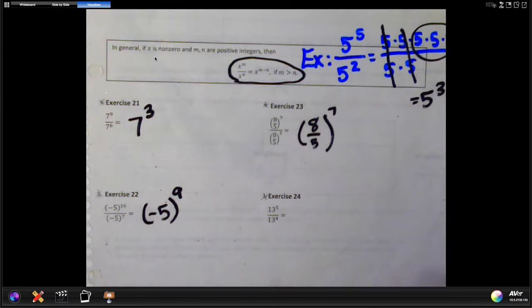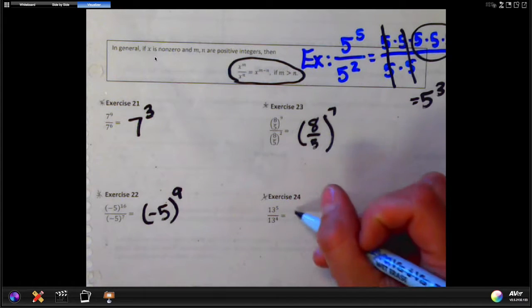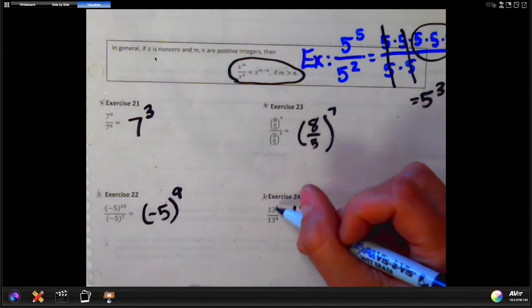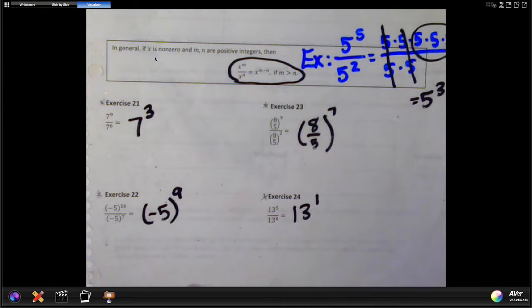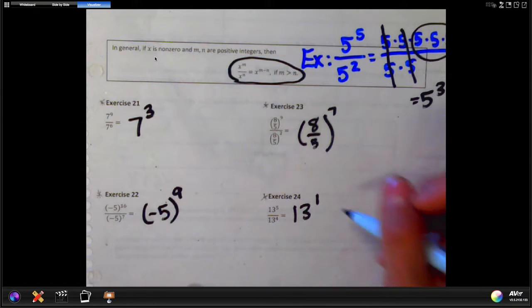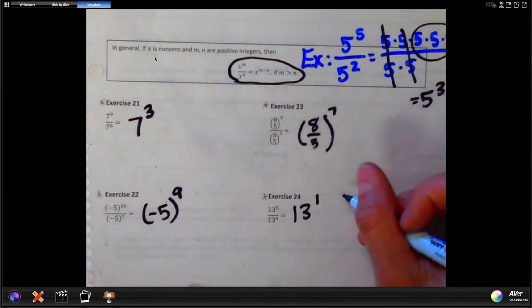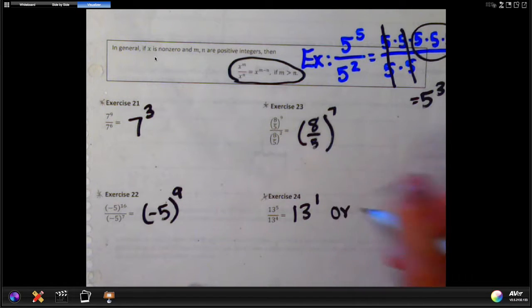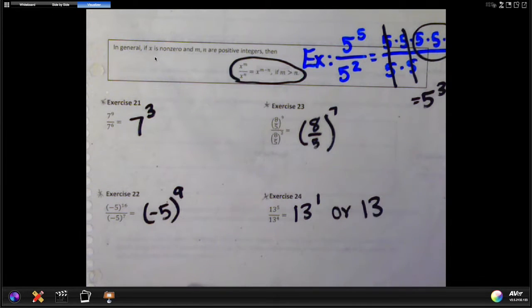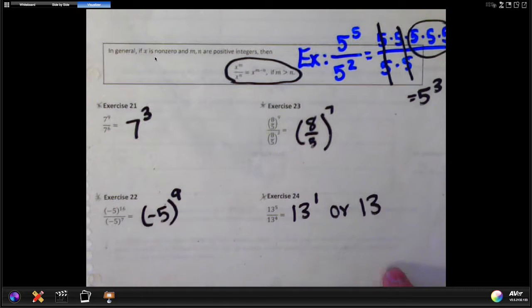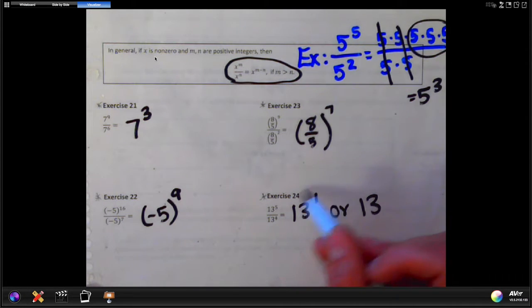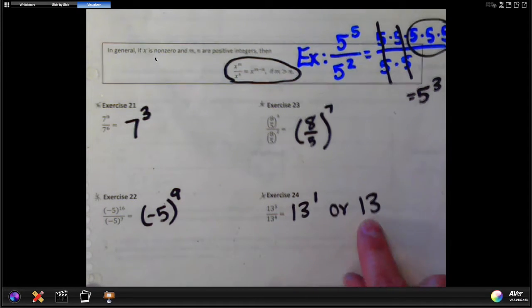Now, the last one, exercise 24, seems as if it's obvious, right? 13 is the same base, so we'll keep it. And 5 minus 4 gives us 1, which is technically a correct answer, but if you get a multiple choice, that's not what you're going to see. It's really just 13. Anything to the 1 power is itself. So normally we don't write to the 1 power. We write it just as itself.